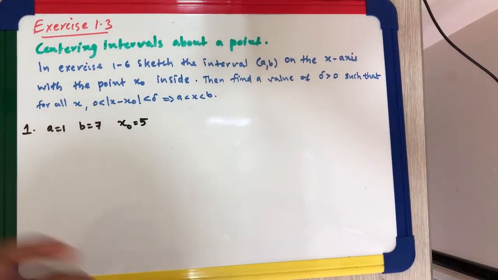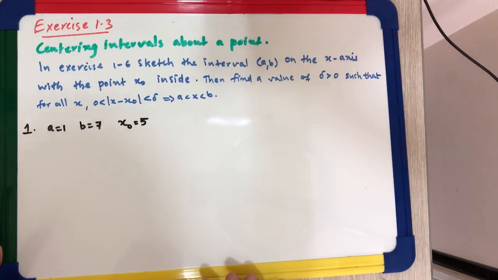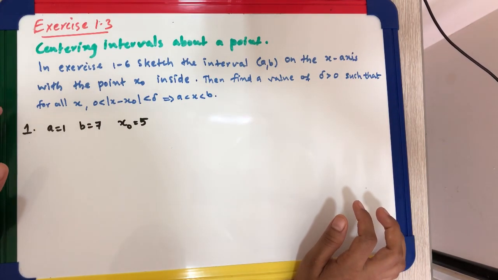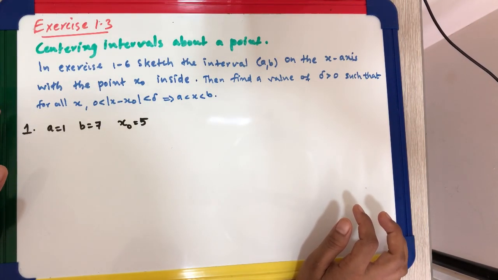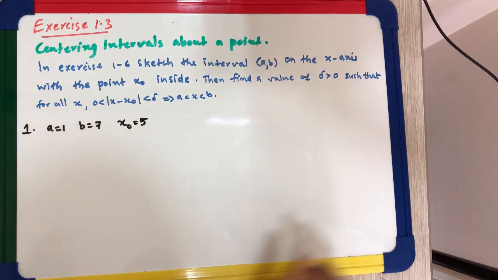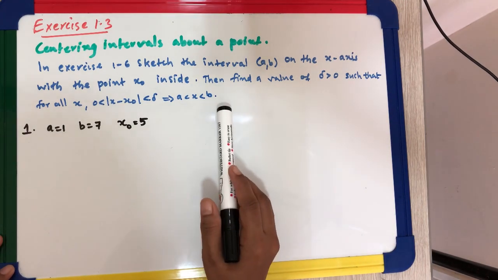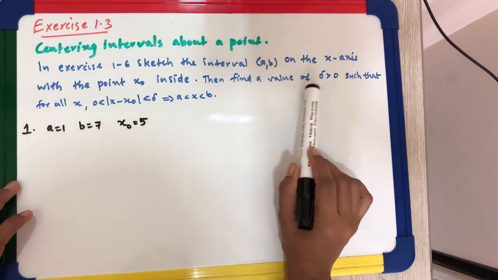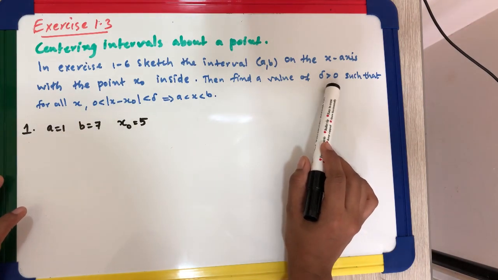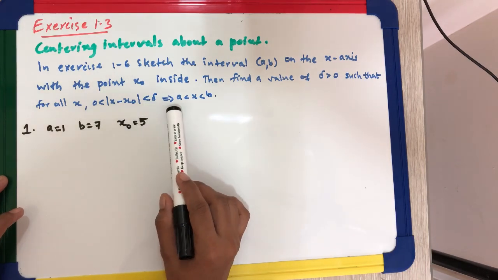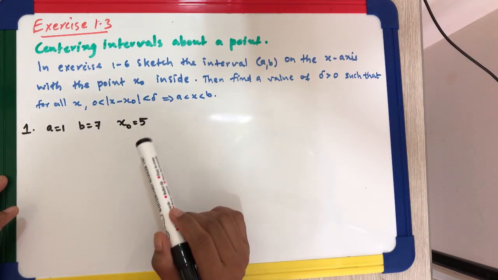Exercise. Centering intervals about a point. In exercises 1 to 6, sketch the interval AB on the x-axis with the point x0 inside. Then find a value of delta greater than 0 such that for all x, 0 less than mod x minus x0 less than delta implies a less than x less than b. For each question, we have to sketch the interval AB and also find the positive value of delta satisfying the condition: for all x, 0 less than mod x minus x0 less than delta implies a less than x less than b.